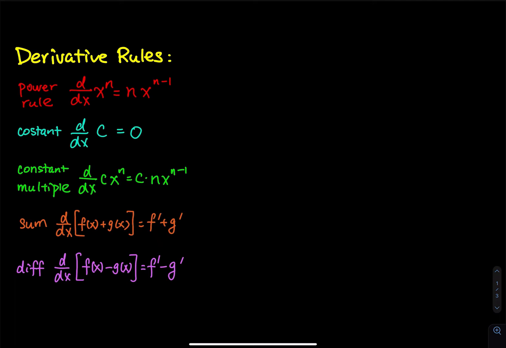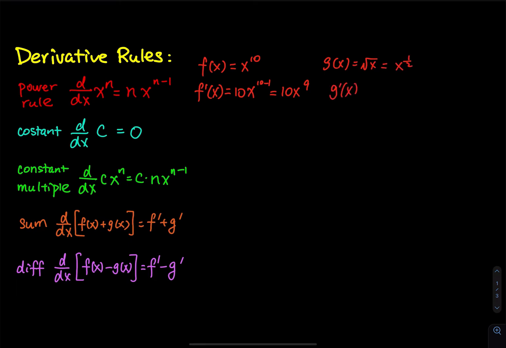So let's do a couple of examples. We have f of x, let's say x to the 10th power, and then the derivative f prime of x, you bring the 10 down, and then x raised to the 10 minus 1. So that is 10x to the 9th power. You have g of x equals square root of x, which is x raised to the 1/2 power, right? And then g prime of x, you bring the 1/2 down, and then 1/2 minus 1 is negative 1/2. So that is 1 divided by 2 times square root of x. So that's how the power rule works.